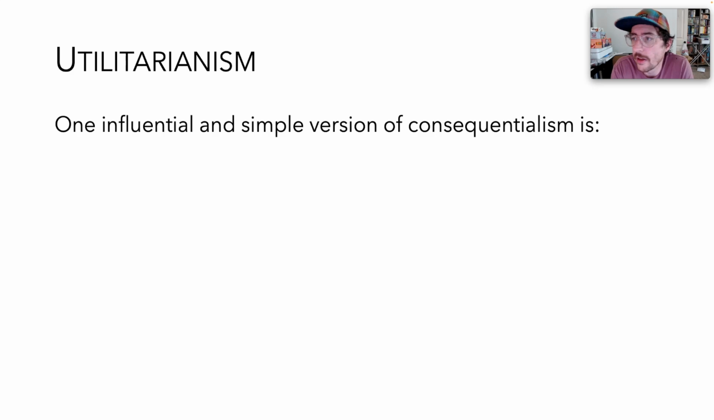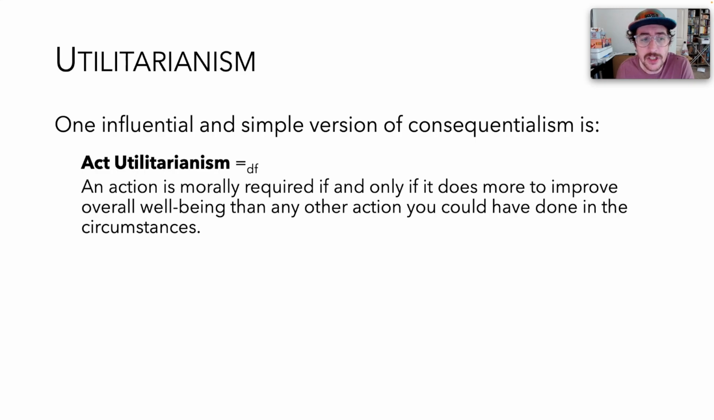We're going to start out by looking at a specific version of consequentialism. One influential and simple version is what's known as act utilitarianism. This is the view that an action is morally required if and only if it does more to improve overall well-being than any other action you could have done in the circumstances. The idea here is that an action is morally right if it maximizes overall well-being. Now, if some actions are tied for producing the most overall well-being, then any of them would be right.